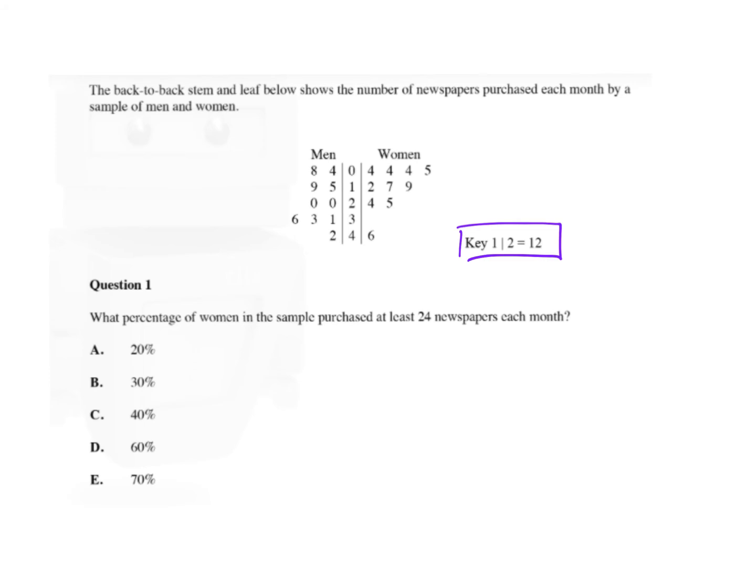newspapers each month? So they want in the whole sample. So what percentage of women in the sample purchased more than 24? I don't like this question because we could debate, are they talking about both groups or just the women group? So let's have, what do you guys reckon? So we're just going with the total of women. So how many total of women was 1, 2, 3, 4, 5, 6, 7, 8, 9, 10. There was 10.